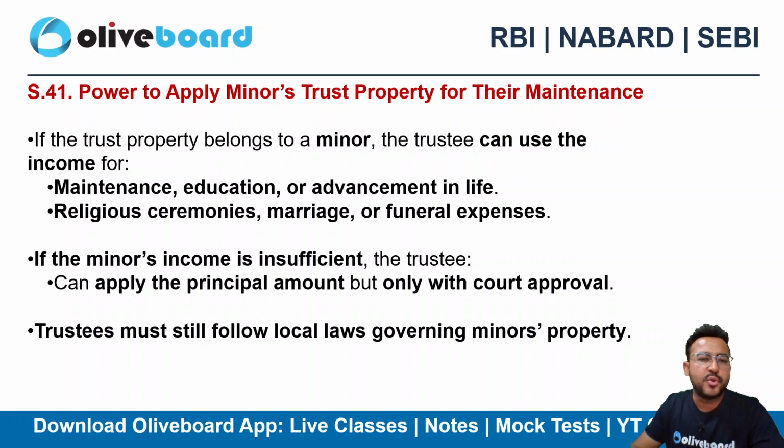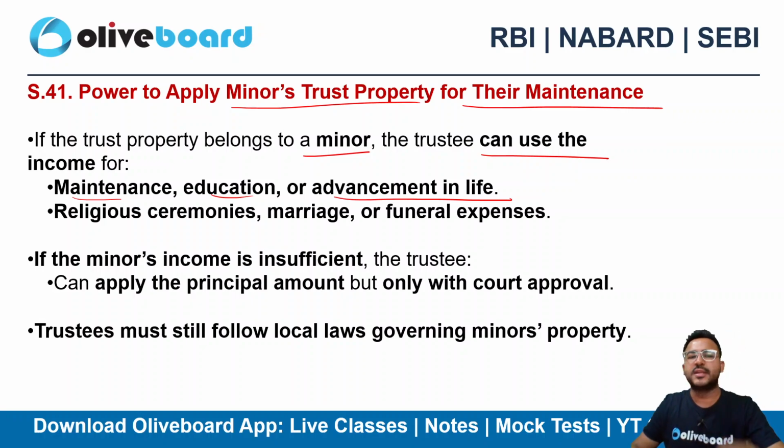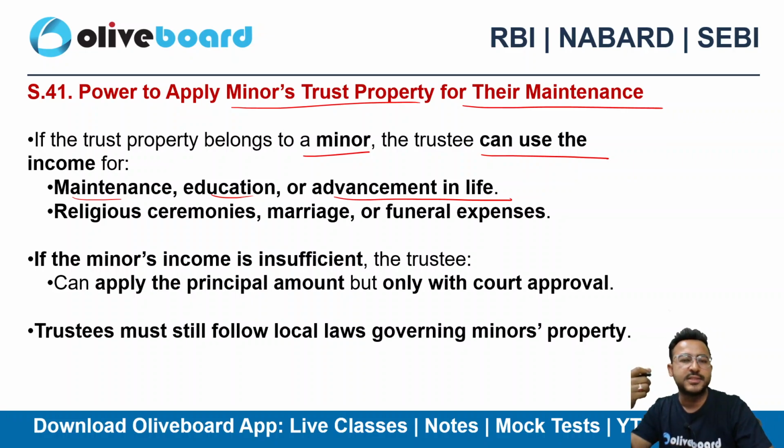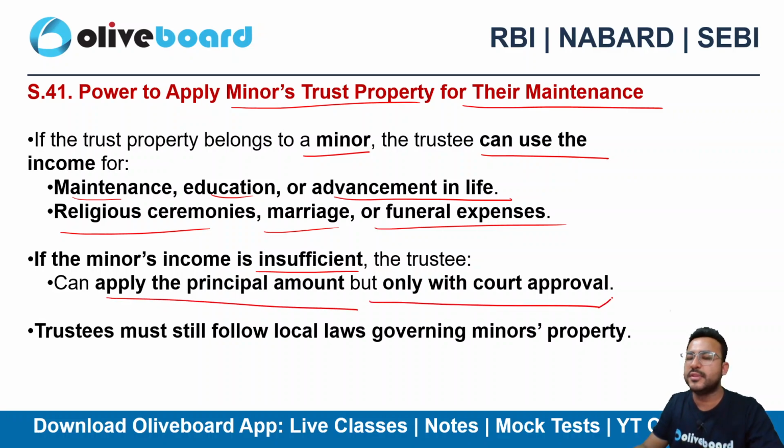Right. Power to apply minor's trust property for their maintenance. Now if the trust property belongs to the minor, then in that case trustee can use the income for maintenance, education and advancement of his life, right? Because the minor as of now is not capable enough, so the trustee can, as per his own judgment, use the income which is being generated out of that asset for the maintenance, for the education, for betterment of his life, right? Religious ceremonies, marriage, funeral expenses and so on. If the minor's income is insufficient, then the trustee can apply the principal amount but only with the court approval.